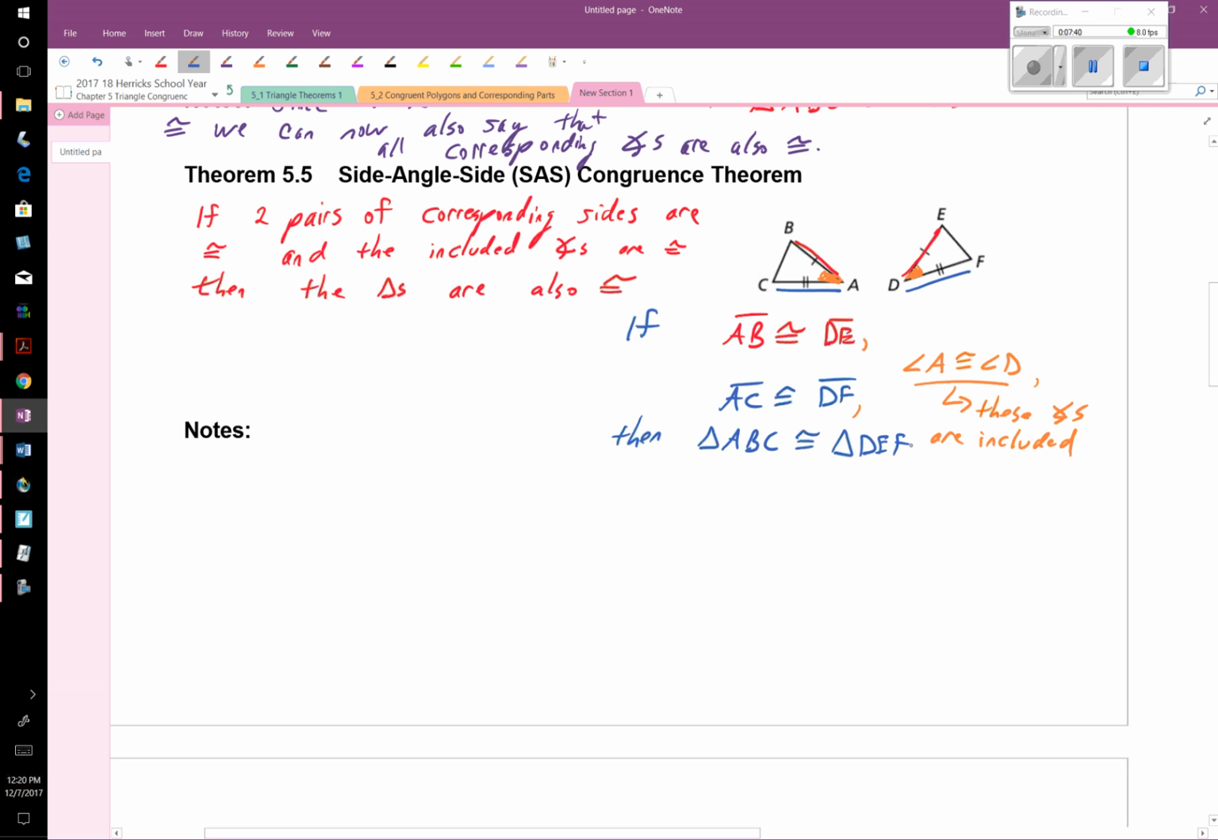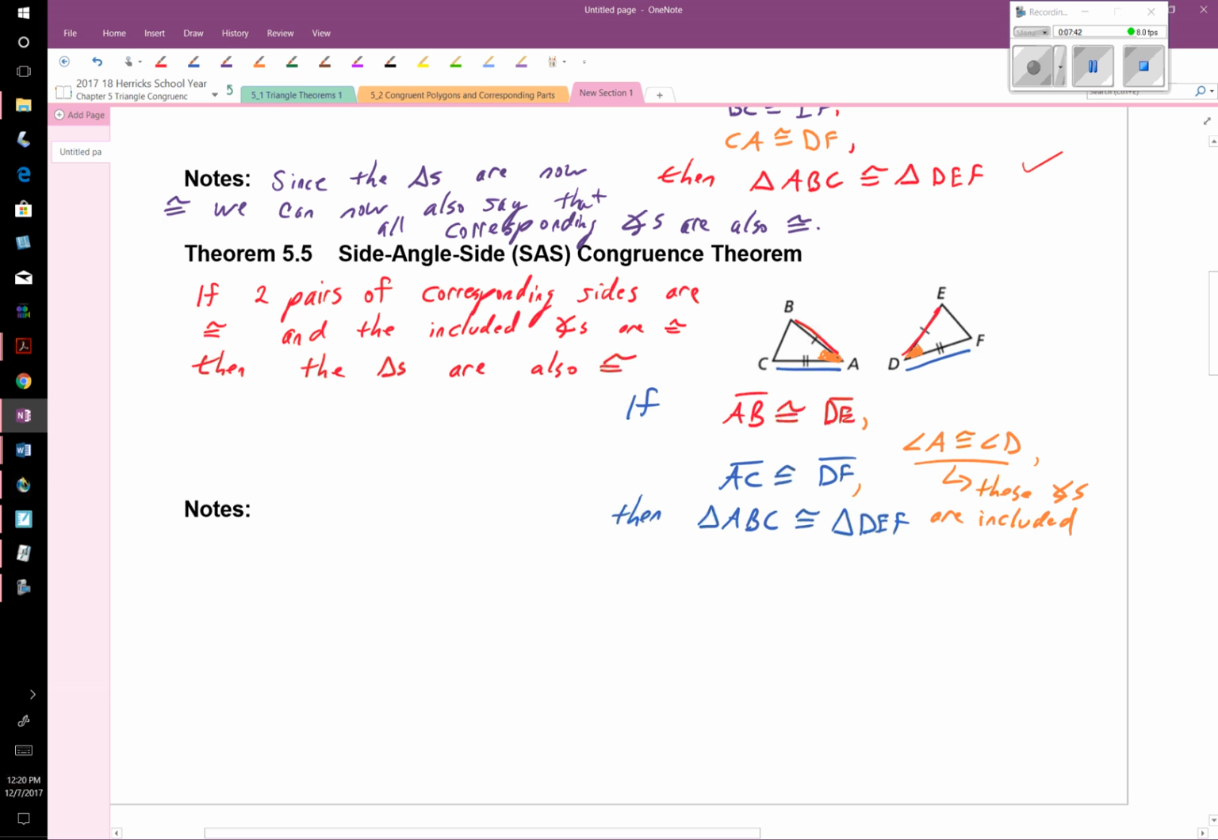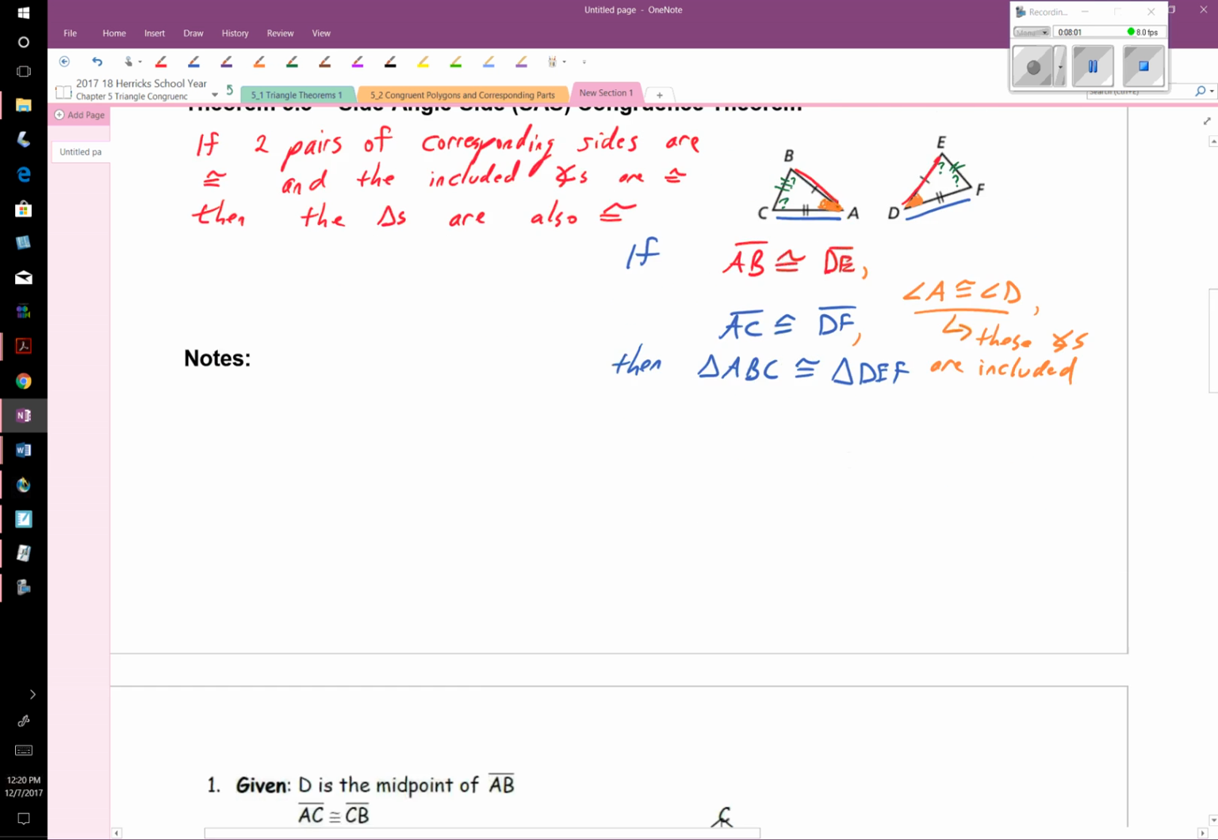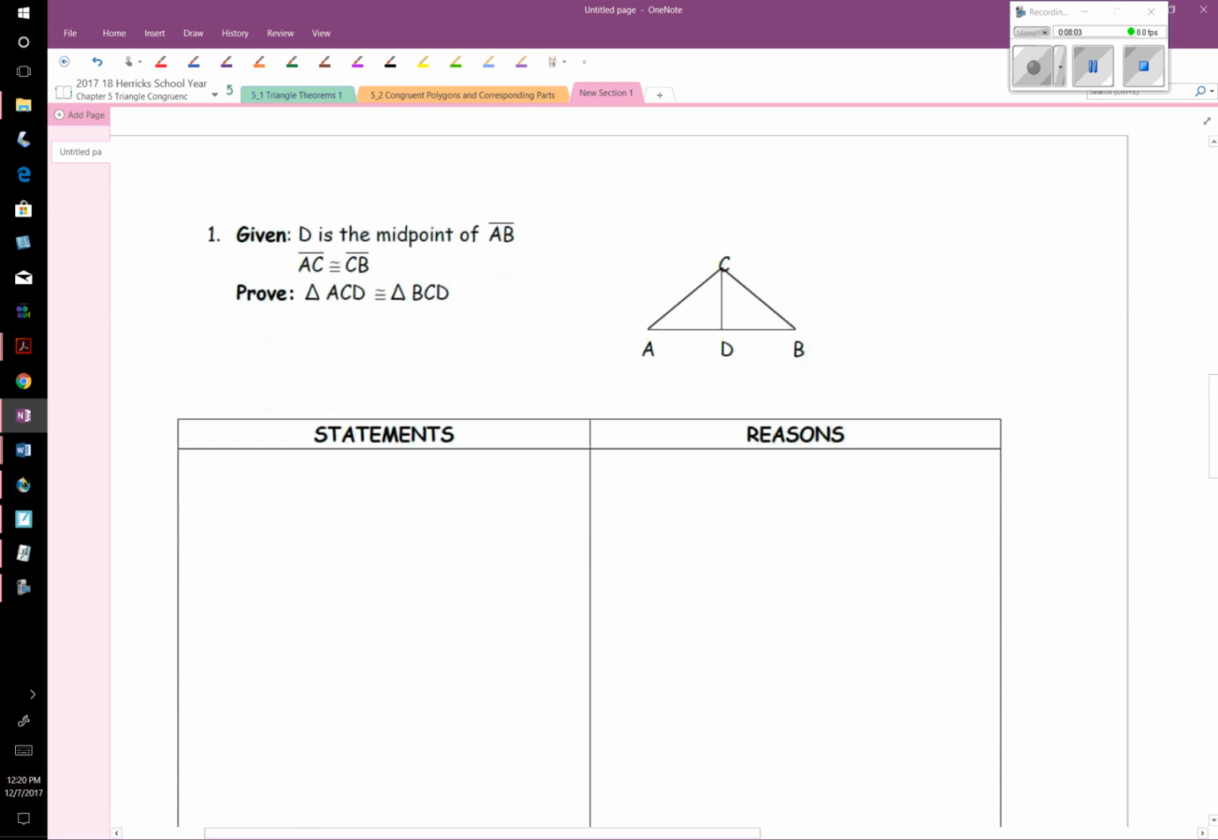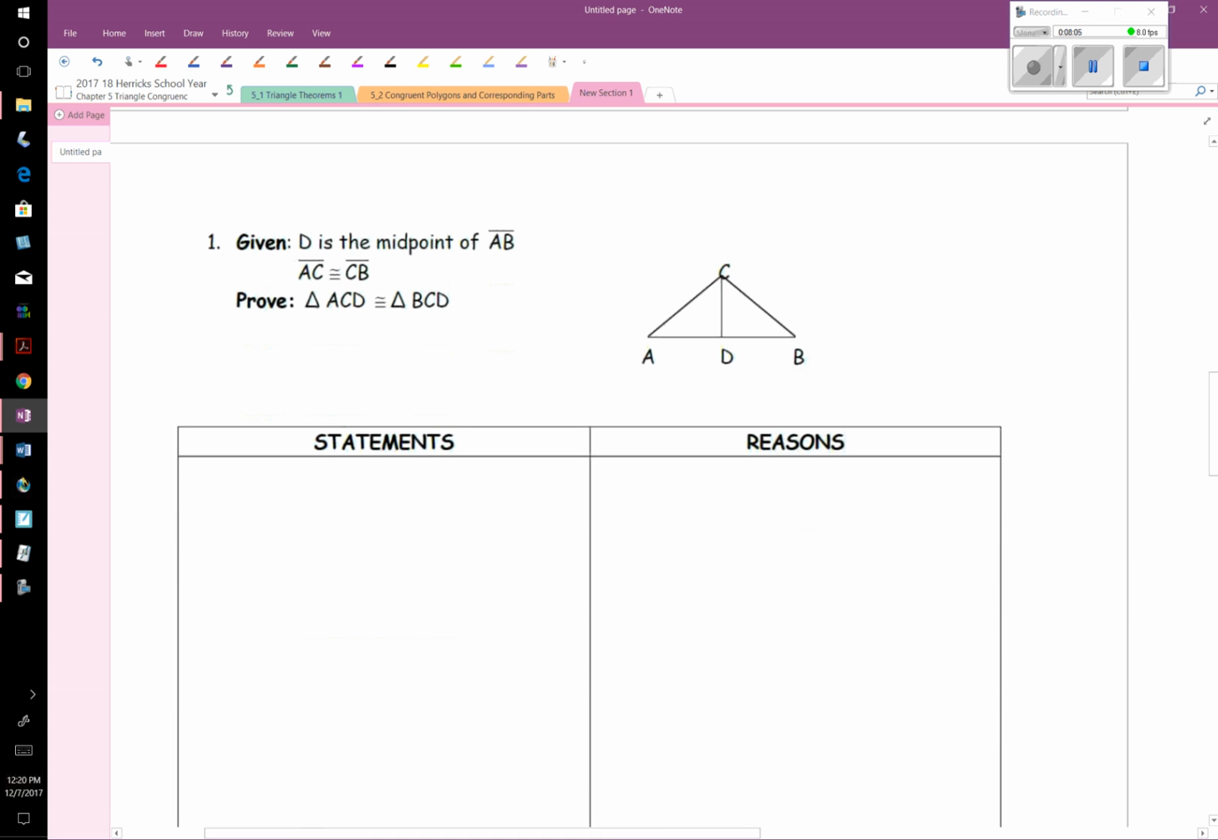Okay, and again, like the other one, for the information that we didn't know, like the 2 other angles, I didn't know what this angle is, or this one, or here, and this side, I don't know compared to this side. But because the triangles are congruent, now I can say that the corresponding angles are also congruent. And here's a good example of how to use these theorems in a proof.